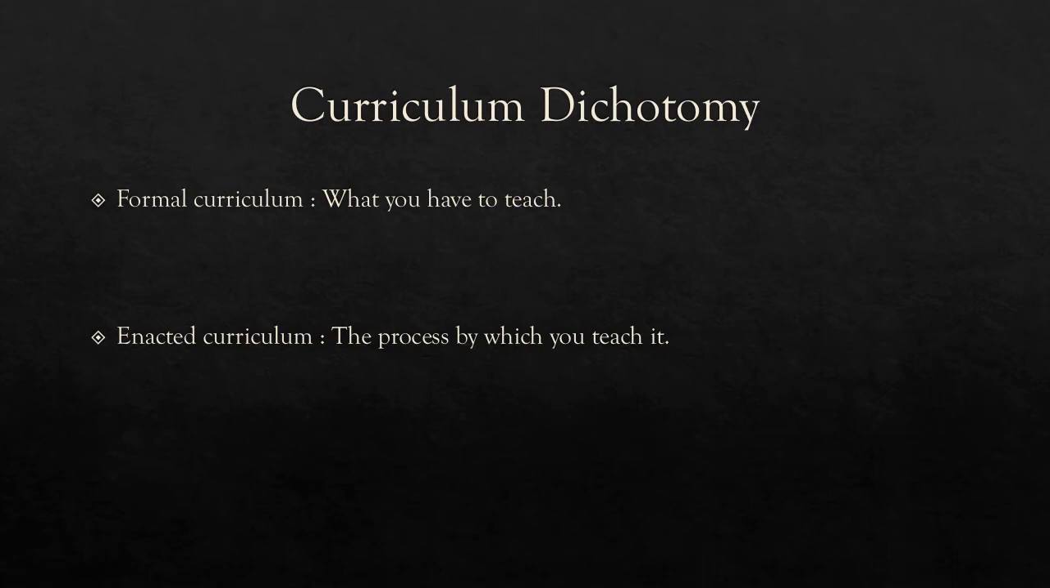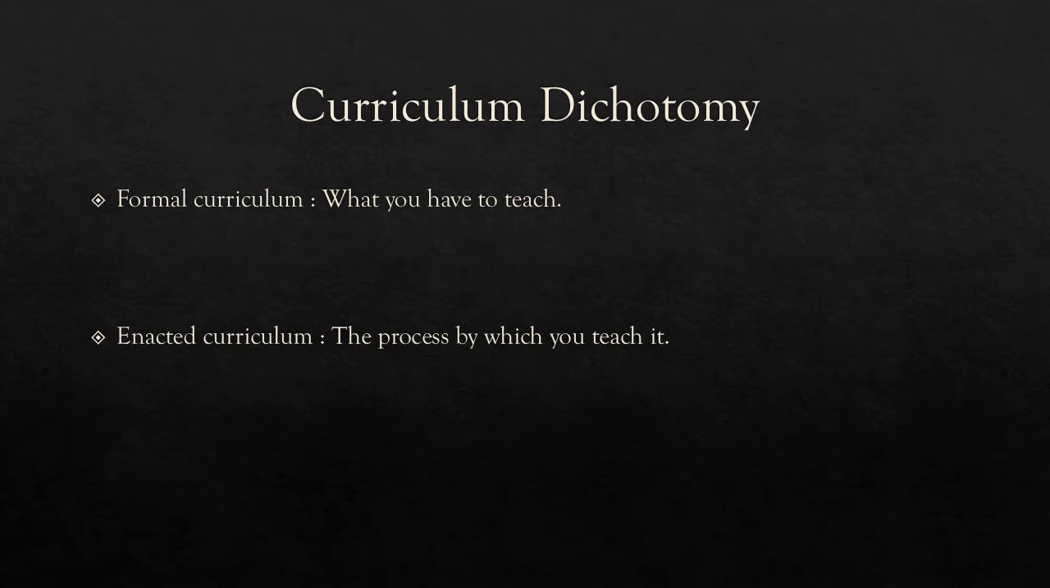These are decisions that are largely external. These are things we can't change, can't do an awful lot about. They are sort of given to us. Now, compare this to enacted curriculum. Enacted curriculum is the means by which you do that thing.